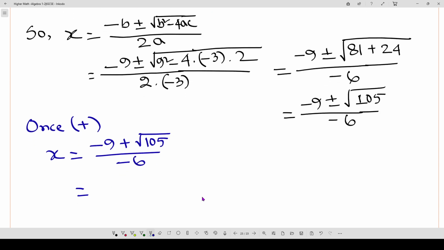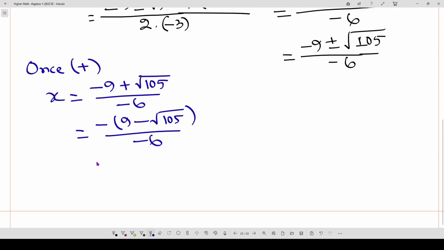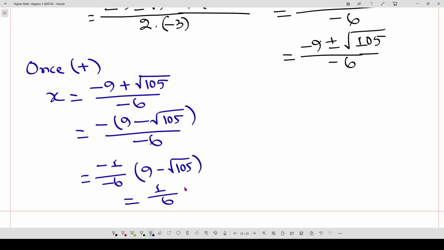So in this case, what can we do? We can take common minus. So here it will be 9 minus root over 105, divided by minus 6. So our answer will be minus 1 divided by minus 6 times 9 minus root over 105, and finally 1 by 6 times 9 minus root over 105. It's one part.